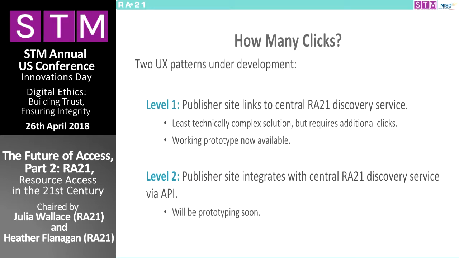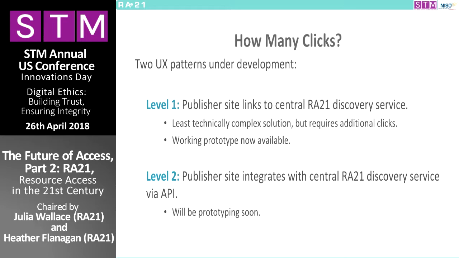We have two different, what I'm calling UX patterns that are under development. One, the least technically complex, is basically a publisher's site can just point to our discovery service that we're standing up with RA21 and let the user flow through it. I'm going to show you what I mean by that in just a minute because we actually have working code in place, and I'm going to attempt to do a demo in a second. The other, more technically complex situation is that through an API, you can actually bring the knowledge of where the user is logging in from up into the publisher website. And I'll show you a little bit more what I mean by both of these.